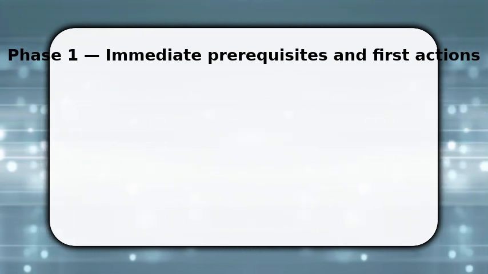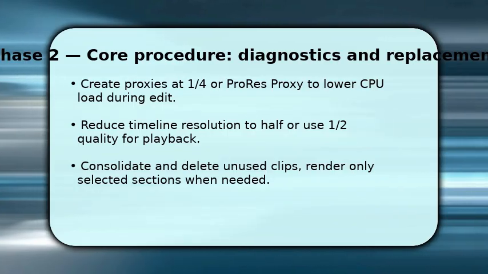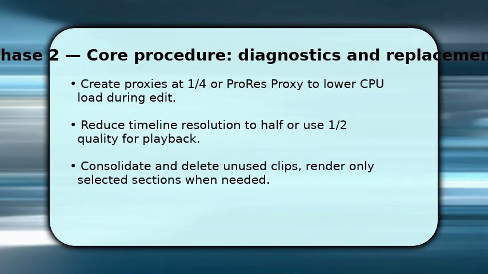Now you reduce the editor's workload by changing how media is handled. Generate proxies at 1/4 or ProRes proxy so the system decodes lightweight files during playback. Then lower the timeline playback quality to 1/2 while cutting. This keeps frames rolling smoothly.